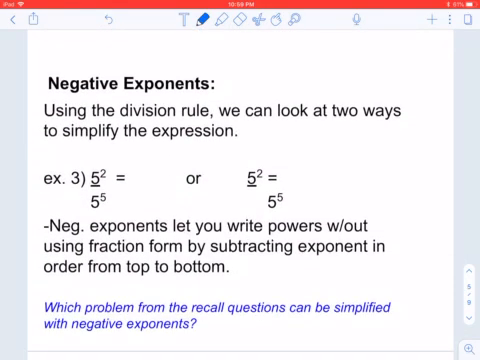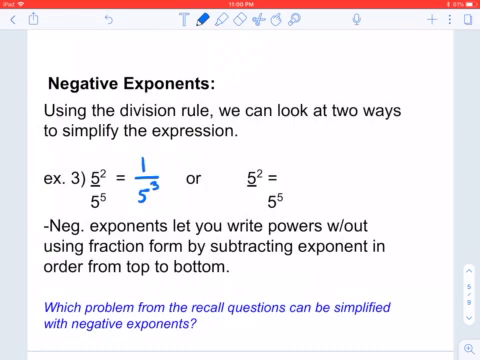Okay, so negative exponents. Using the division rule, we can look at 2 ways to simplify the expression. If we have 5 to the second divided by 5 to the 5th, we can ask ourselves, where are there more powers of 5, in the numerator or denominator? Right, they're in the denominator. So I know the leftover powers of 5 are going to be in the denominator. And if I find the difference between 5 and 2, 5 minus 2 gives me 3. I'm going to have 5 to the 3rd power left in the denominator, and I need to have a 1 in the top.